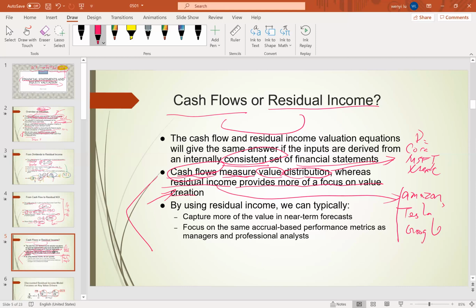You can see here, by using our residual income as our discounted cash flows, we can typically capture more of the value in the near-term forecast, and also focus on the same accrual-based performance metric as the managers and the professional analyst. So for the growth company in the industry, we prefer to use residual income to do the analysis and do the forecast.